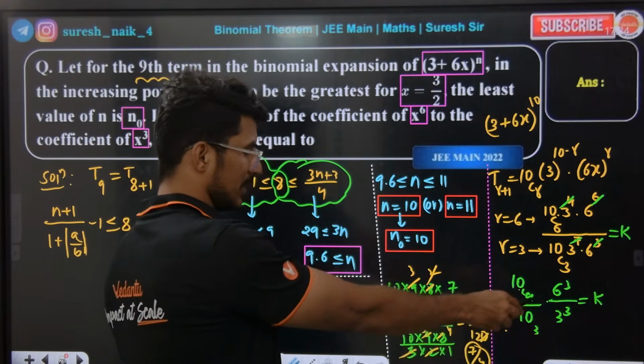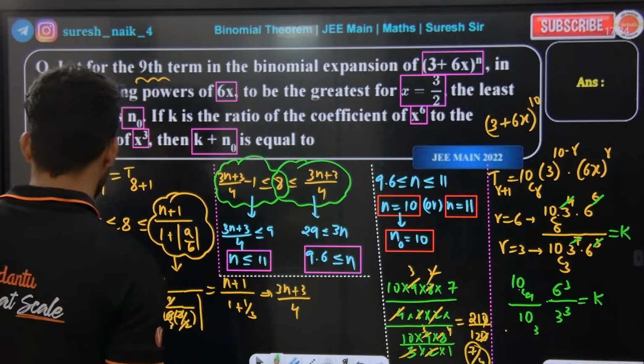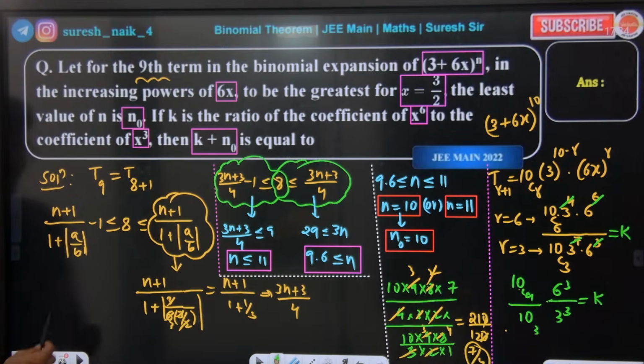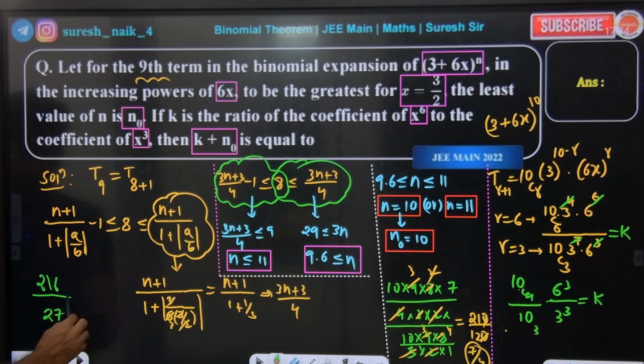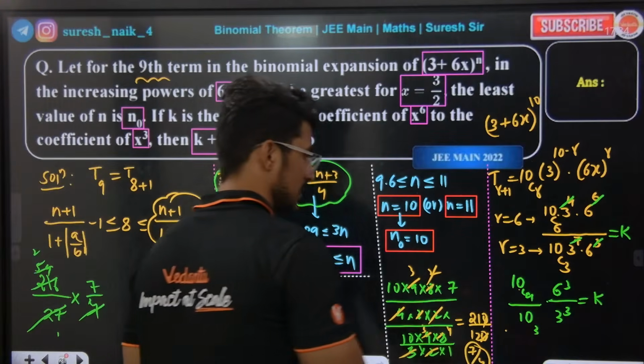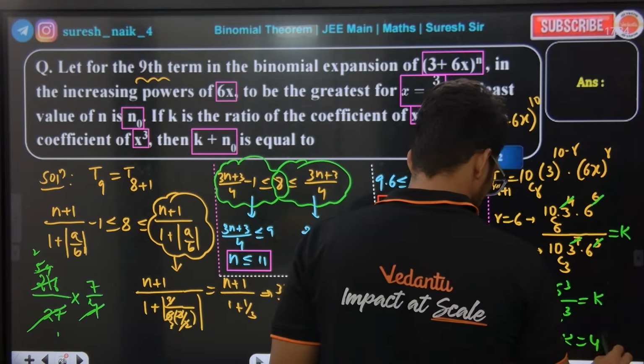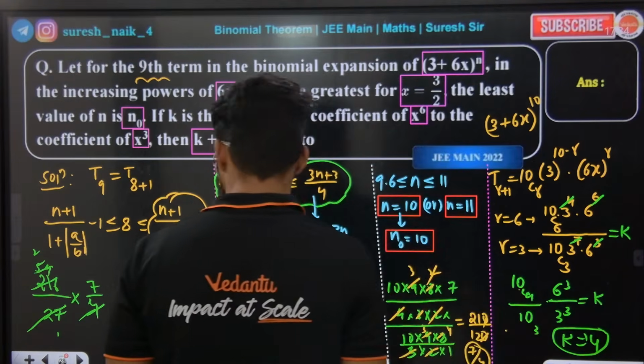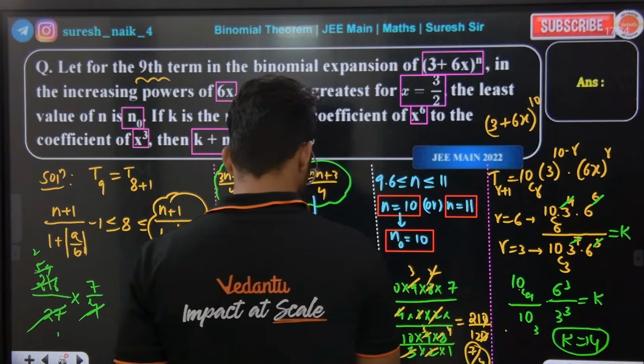Yes. So here I should calculate it properly. 6 cube by 3 cube. What is 6 cube? 6 cube is basically 216 by 27. It is 7 by 4, right? 4 ones 4, 4 fives, 4 fours, ones, twos. K value 14 I am getting. Yes, on simplifying, k value 14 I am getting. 7 twos 14. Is it clear to everyone?